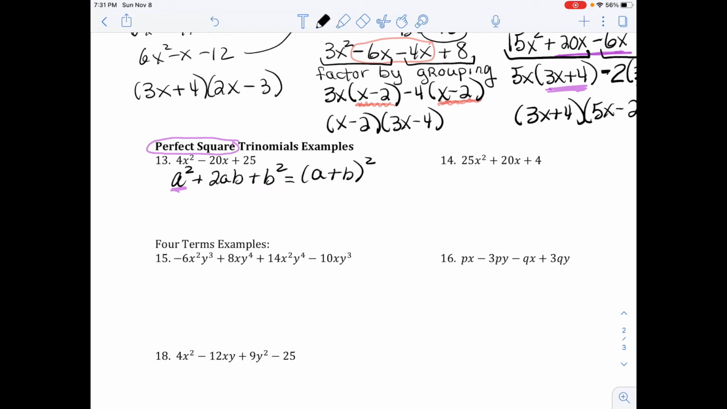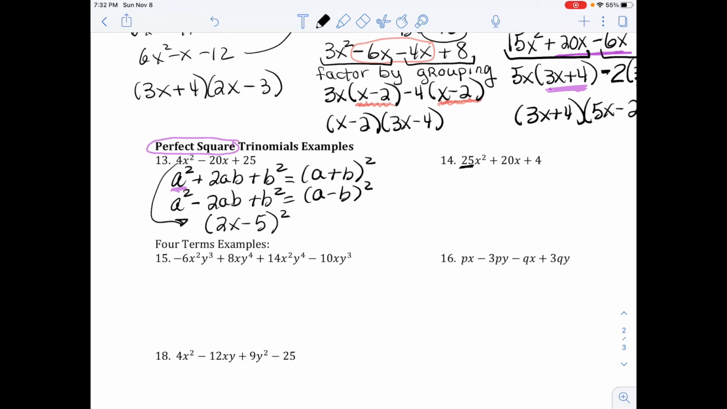A squared minus 2ab plus b squared is a minus b squared. So this one would end up being 2x minus 5 squared. So 4x squared, you're going to square root that. You get 2x. So if the first term is a squared and the pattern says it's a minus b or a plus b, you have to square root it. And then 25, you square root it.